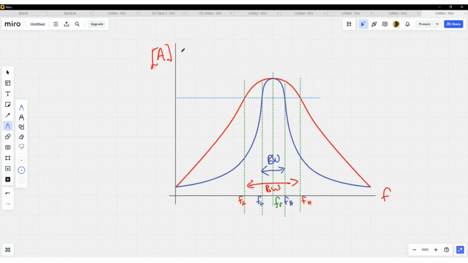High selectivity versus low selectivity, there's not really a good and a bad there. It depends on your application. For instance, if you want a radio to work properly, you're going to need an amplifier circuit or a receiver circuit that has a very high selectivity so that you don't listen to 3 or 4 or 5 radio stations at the same time.